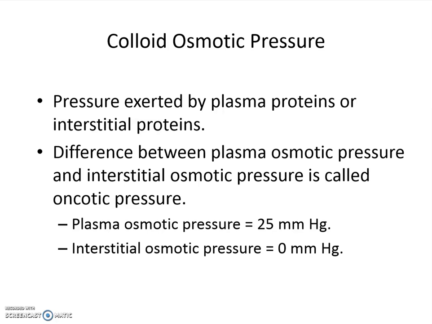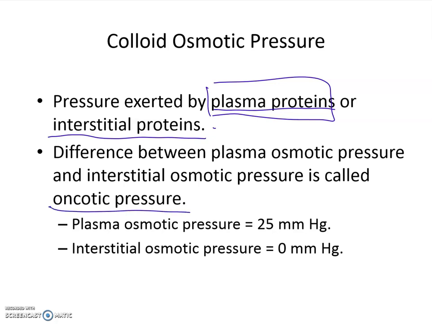We were talking about the colloid osmotic pressure and how important it is. So here one more time, colloid osmotic pressure is the pressure exerted by the plasma proteins, or if you have any, the interstitial proteins. Now this here is a significant force versus this one is basically zero. The difference between plasma osmotic pressure and interstitial osmotic pressure is called the oncotic pressure.